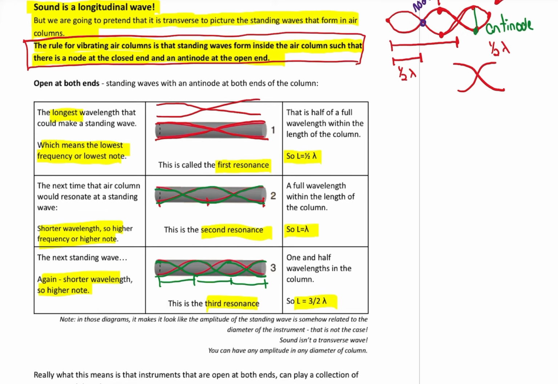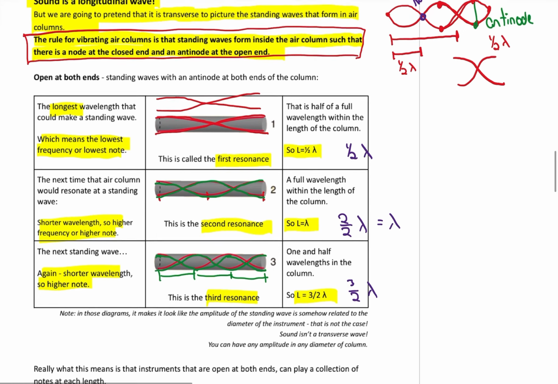The first resonance was 1/2 a wavelength in the L. The second resonance was 2/2, which is the same as 1 lambda in the L. The third resonance was 3/2 lambda inside the L.